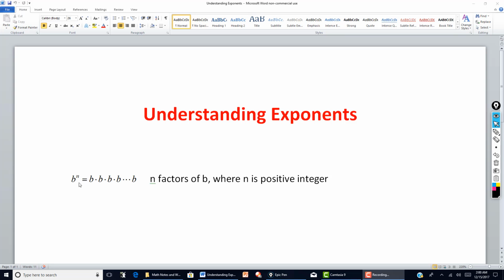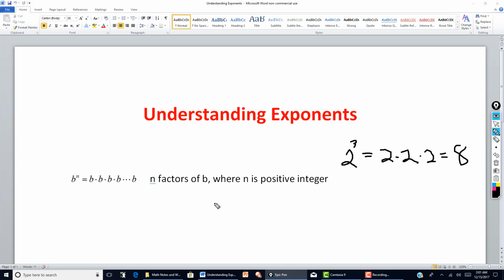But the base b taken to the exponent n, that's the power, means we write out b as a factor n times. So it's b times b times b, n factors, okay? So for the example, if I write out the base 2 and then I put a 3 here, that means 3 factors of 2. So that's 2 times 2 times 2. We get it.